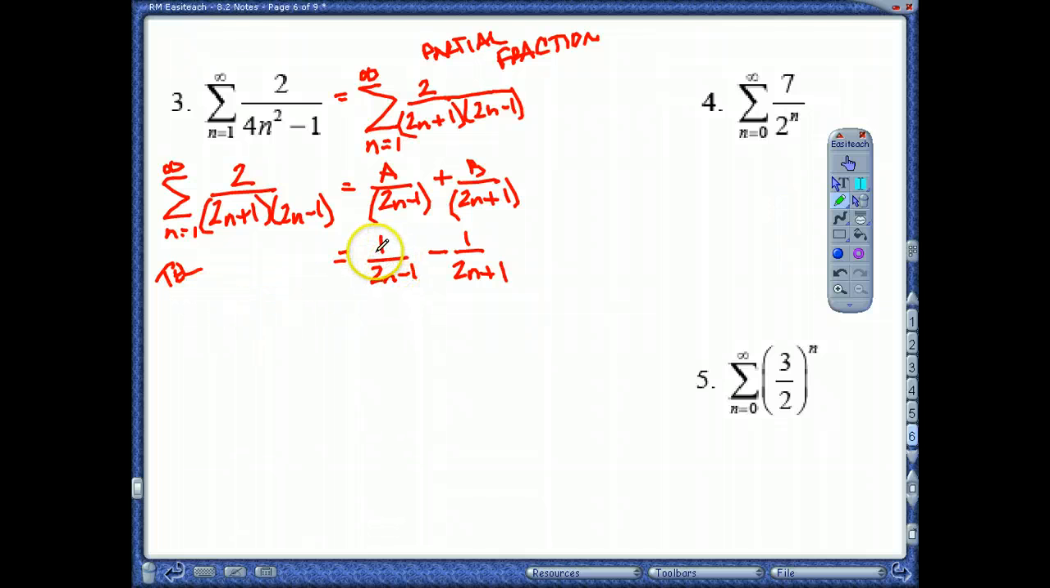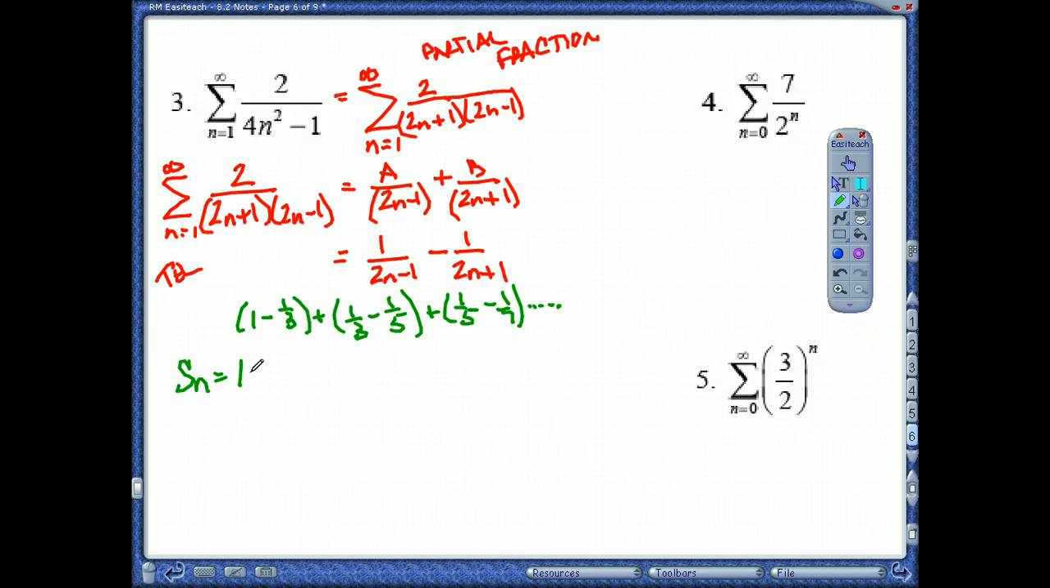Okay, so when I look at that, if I put 1 in here for my n, I'm going to have 1 over 2 minus 1, which is 1. And then I'm going to have 1/3 plus. Then when I put 2 in there, I'm going to have 1/3 minus. When I put 2 in here, I get 1/5 plus 1/5 minus 1/7, and it keeps going. So those interior terms are going to cancel. So I end up with 1 minus that 1 over 2n plus 1.